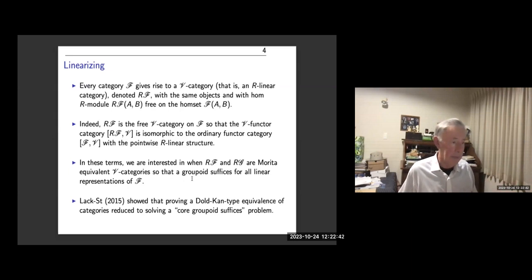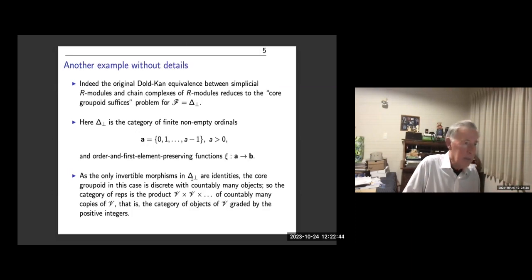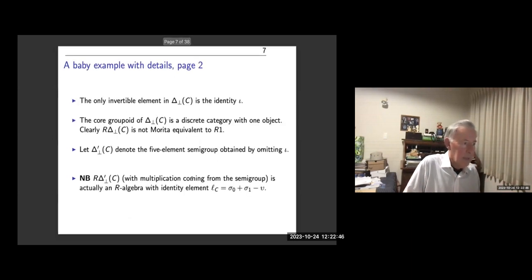Yeah, so I'm sorry I missed that page. I should be changing things on the typewriter rather than on the keyboard, rather than with the mouse. Okay, so that's the reason I'm writing R. So this delta bottom of C is a monoid. So when you linearize it, you get an algebra, possibly without identity.